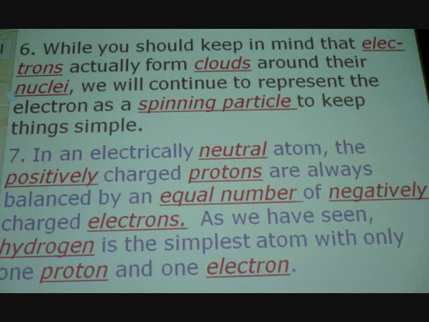I threw the word out nuclei. Give us a nuclei and nucleus. What's the only difference? It's plural and singular. Nucleus means one. Nuclei means a bunch. And for the sake of teaching it, we're going to pretend it's a spinning particle, even though it's blurred. We're going to think you can see it, and you can stop action and look at it.